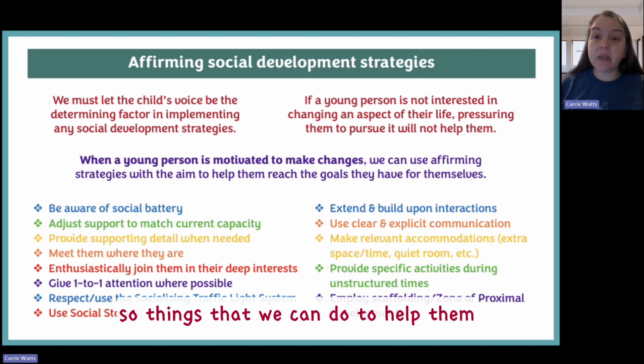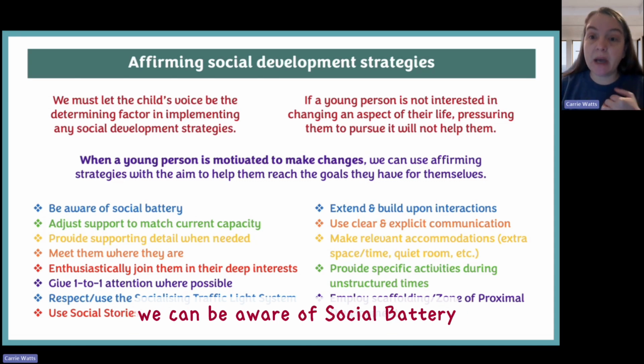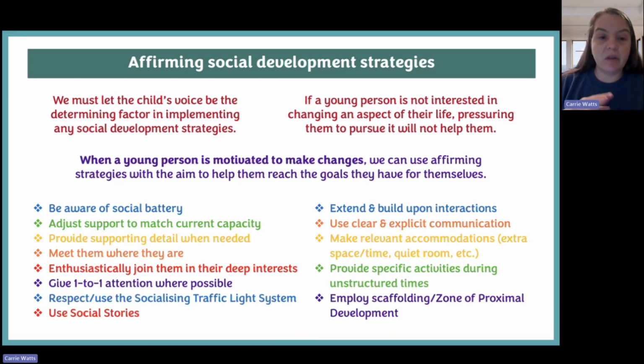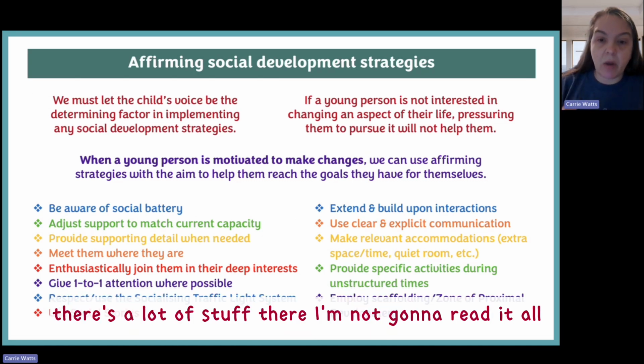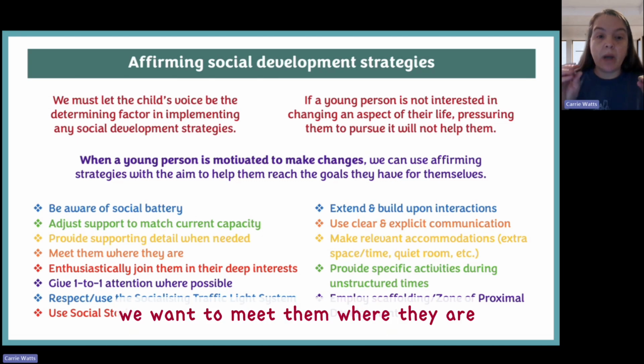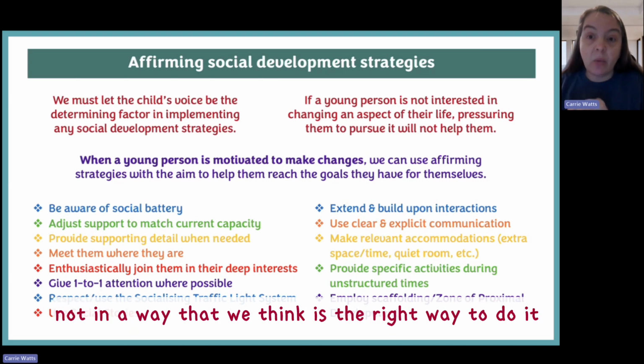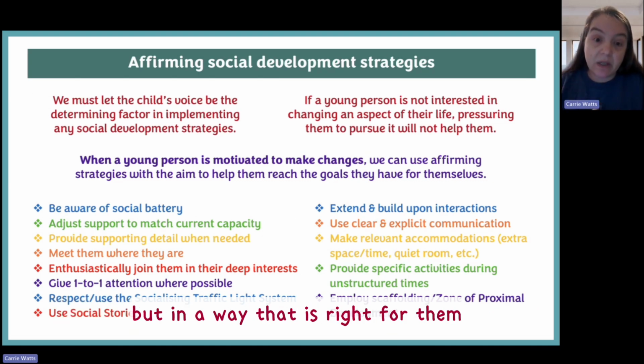So things that we can do to help them: we can be aware of social battery and help them be aware of theirs. We can adjust support to match their current capacity. There's a lot of stuff there. I'm not going to read it all, but mostly we want to meet them where they are and help them achieve their goals, not in a way that we think is the right way to do it, but in a way that is right for them.